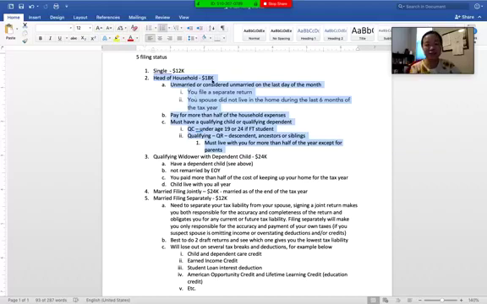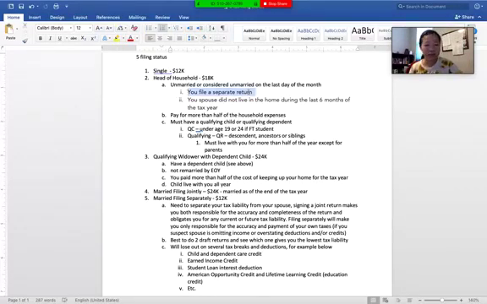So head of household is $18,000. It's better than single. So how to claim? Basically you have to be unmarried or considered unmarried on the last day of the year. So you can technically be legally married, but be considered unmarried. Yeah, I know it's confusing. So how can you be considered unmarried?